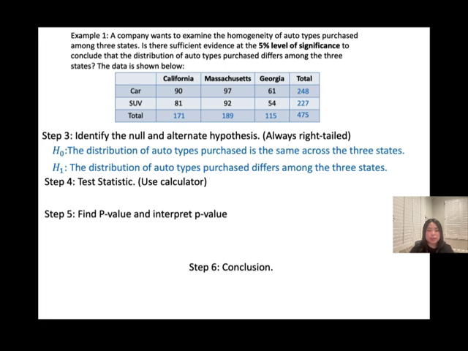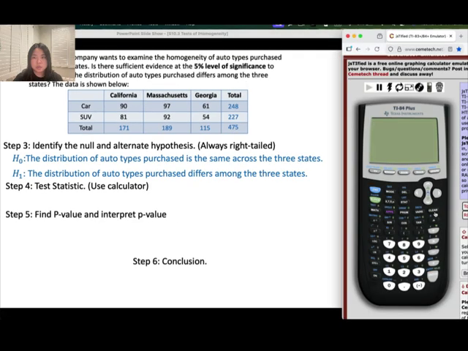Okay, test statistic, let's do it together. Go to second matrix and then go to edit, enter, and then we have 2 by 3. So 2, enter, 3, enter. So I'm going to input 90, enter, 97, 61, 81, 92, and then 54.